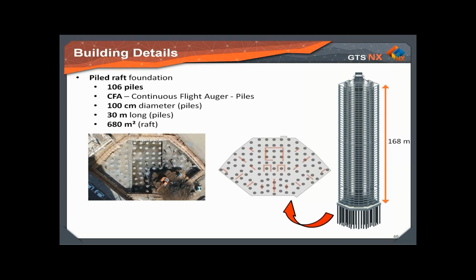Some of the building details about the foundation. It is a deep pile foundation with 106 piles, CFA continuous flight auger piles. Each one has a 100 centimeter diameter and is 30 meters long. The raft has an area of about 680 square meters, and we can check the image on the left, which is an aerial view. By this phase, the piles were already done, and what they were doing was excavating to then construct the raft.